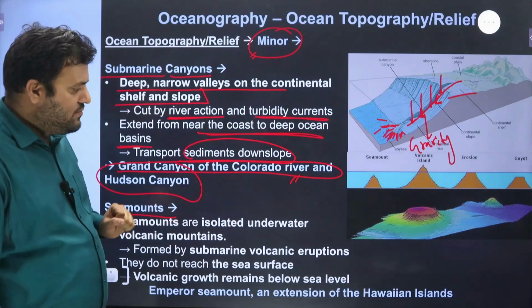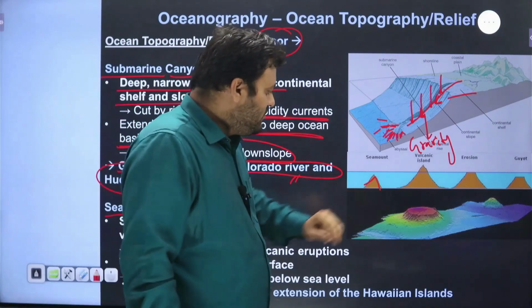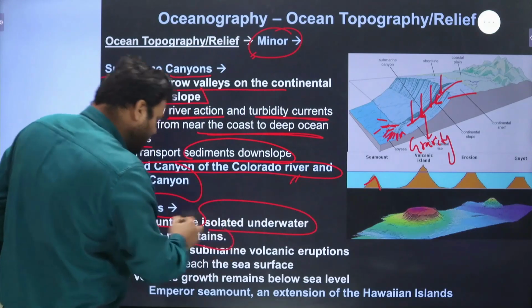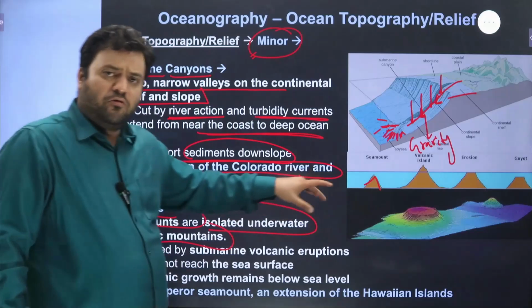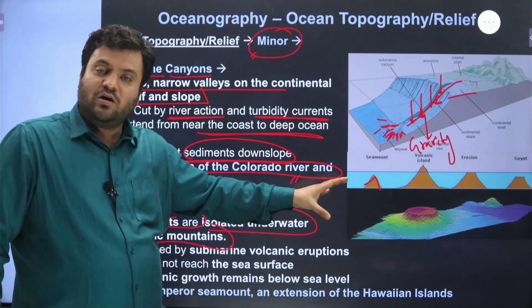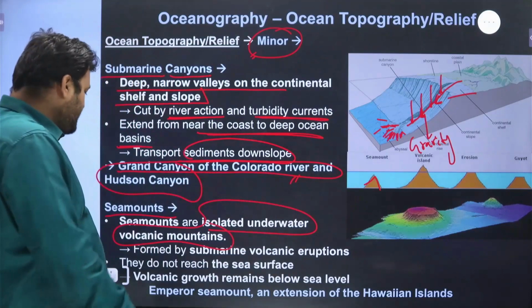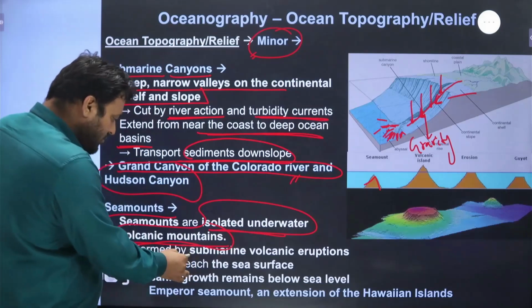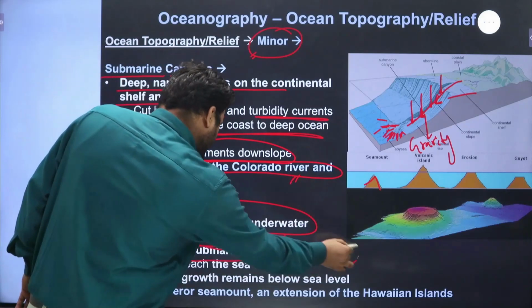Seamounts. Now, what are seamounts? Seamounts are basically isolated underwater volcanic mountains. They might be the result of fissure eruption, or formed because of the deposition of lava. So seamounts are isolated underwater volcanic mountains, formed because of submarine volcanic eruption.